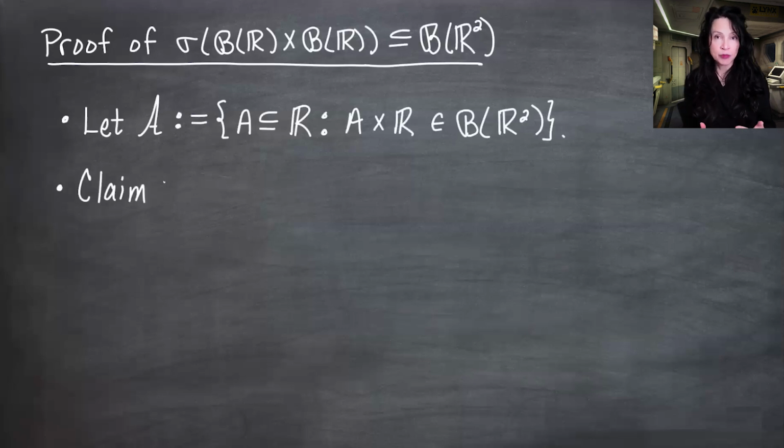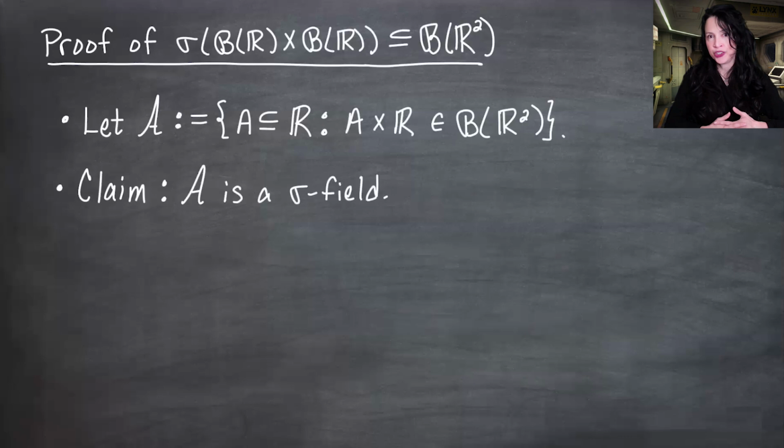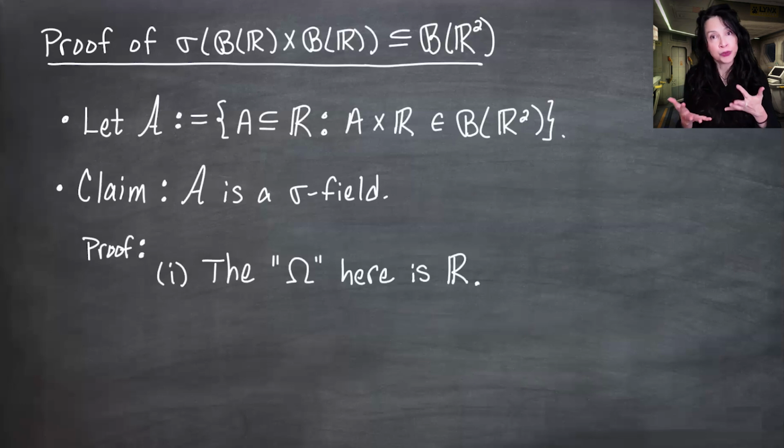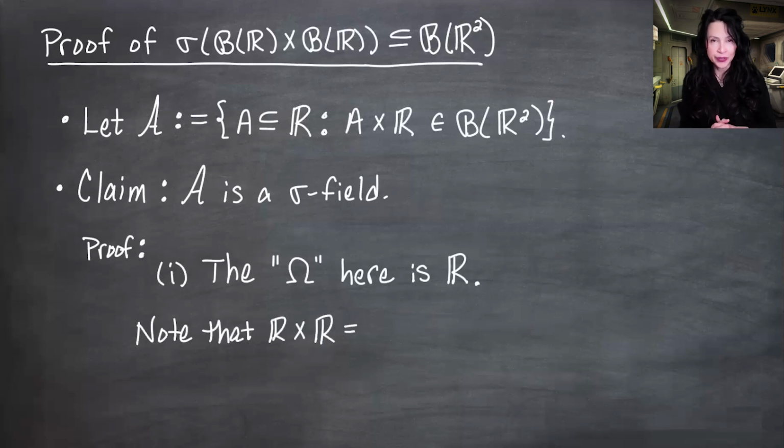I claim that curly A is a sigma field. You might want to skip this one, just like I skipped the last sigma field claim, but I chose to show this one, so let's do it. We have 3 things. The first thing we want to show is that curly A contains the full omega. So the hardest part, I think, about this right here is, what is the full omega? That is the full space of elements, and in this case, the full omega is the real number line. That's the space we're working in. So I want to show that the full real line R is in curly A, which means I want to show that R cross R is in the Borel sets on R2. But R cross R is how we define the 2-dimensional reals R2, and the Borel sets on R2 is a sigma field on R2.